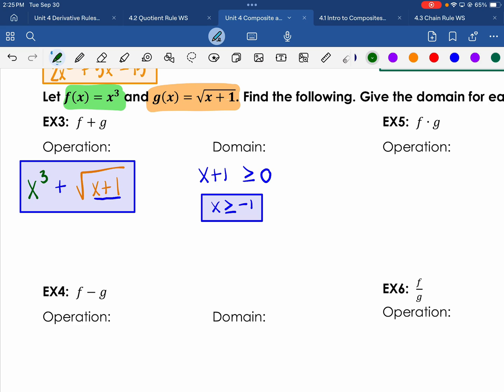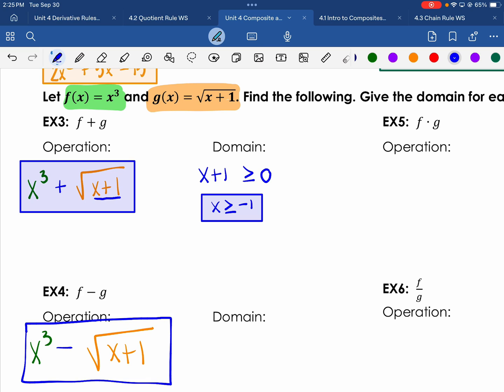All right, so now let's do the same thing, but instead of adding, let's subtract them. So it's going to be x cubed minus the cube root of x plus 1. Now, if I'm just subtracting, can I simplify that at all? Nope, still going to be the same thing.